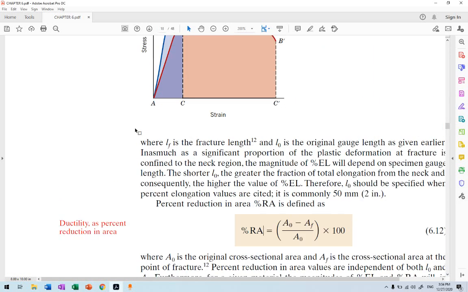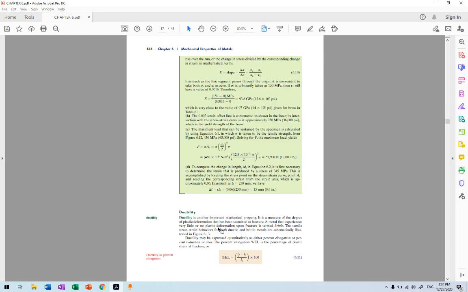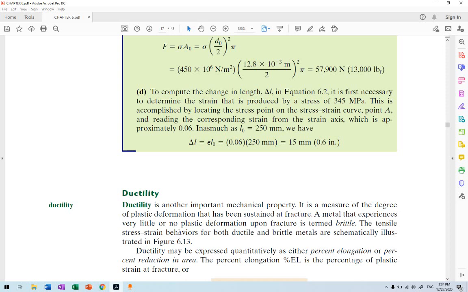So this is basically another material property. Ductility is another material property we have there. The definition here is basically a measure of the degree of plastic deformation before fracture, because you will go till the fracture and that deformation will give us ductility. So it's a degree of plastic deformation. We said how much it is going to deform before fracture, that's basically an indication of ductility.